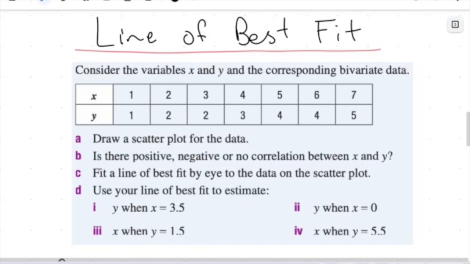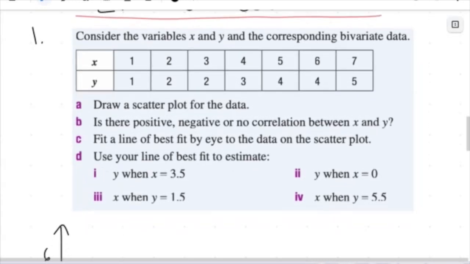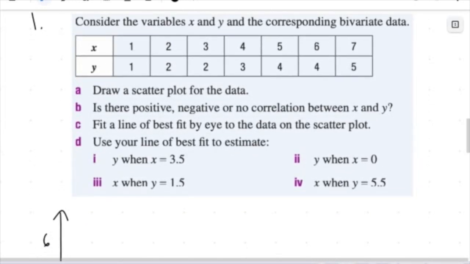We're continuing on from what we talked about in the last video, which was line of best fit, and we are now applying what we've learnt to answering a couple of questions. So the first question here says, consider the variables x and y and the corresponding bivariate data. So we've got this table here and we want to draw a scatter plot for the data.